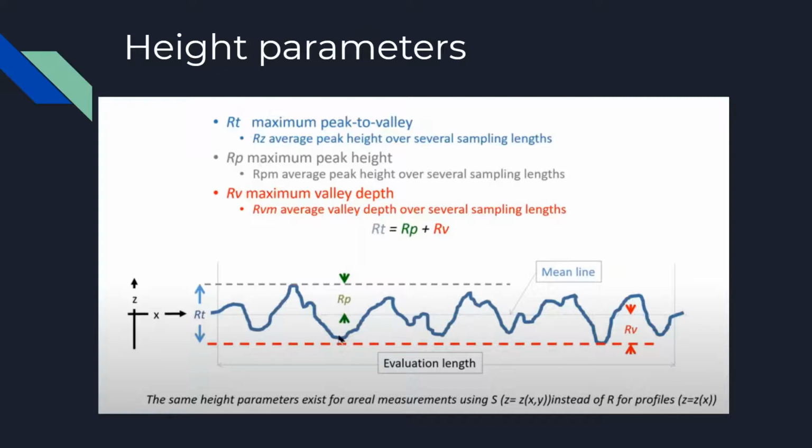RV is the same as RP, but starting at the mean line and going to the lowest valley. RVM takes the average valley depth over several sampled lengths.